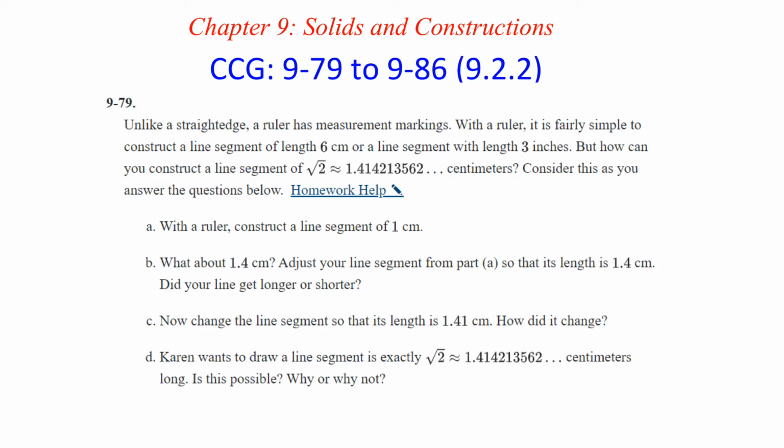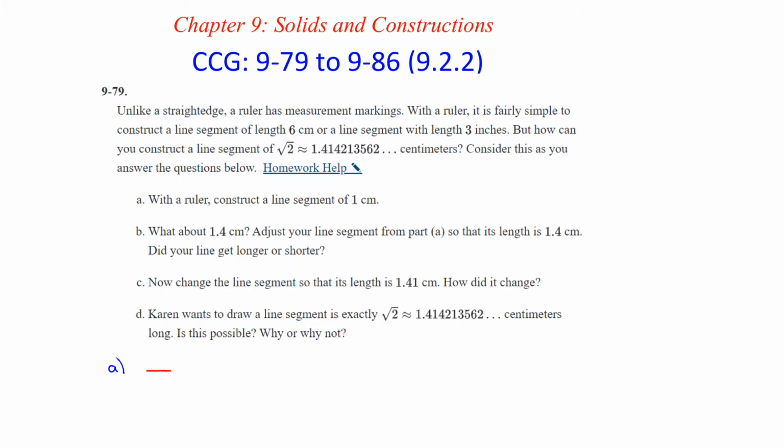With a ruler, construct a line segment of 1 centimeter. So I made something that appears to be about 1 centimeter, hopefully, depending on how big your screen is. Part B, what about 1.4 centimeters? Adjust your line segment from part A so the length is 1.4 centimeters. Did your line get longer or shorter? And so I made one another little bit longer than that. 1.4 is longer than 1, so this would be 1 centimeter. This would be 1.4 centimeters.